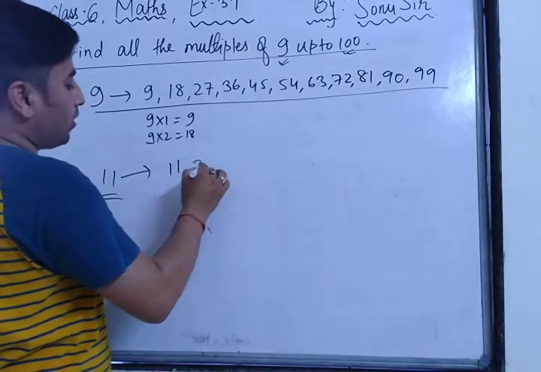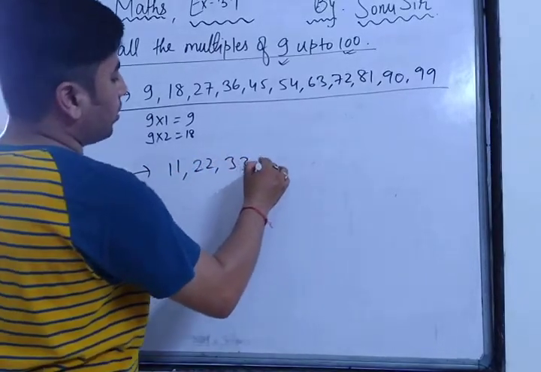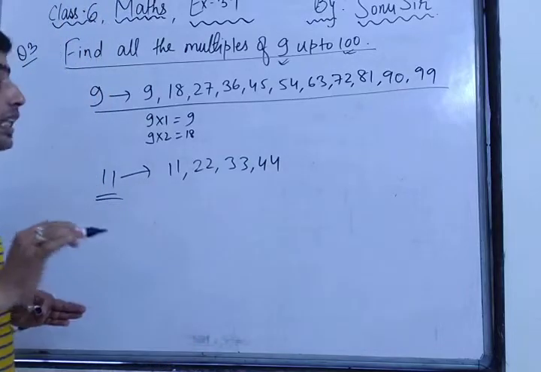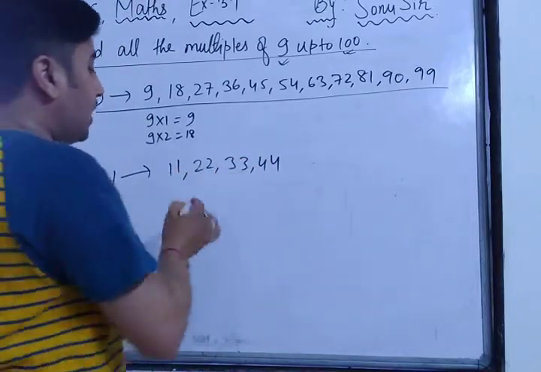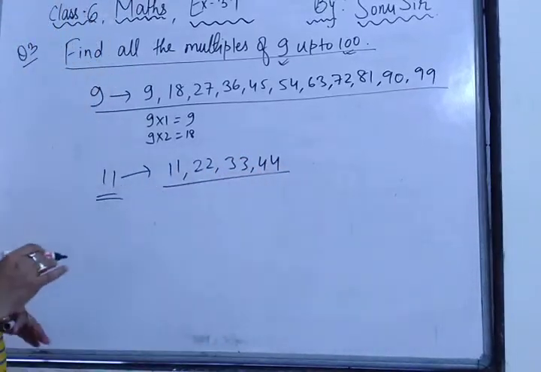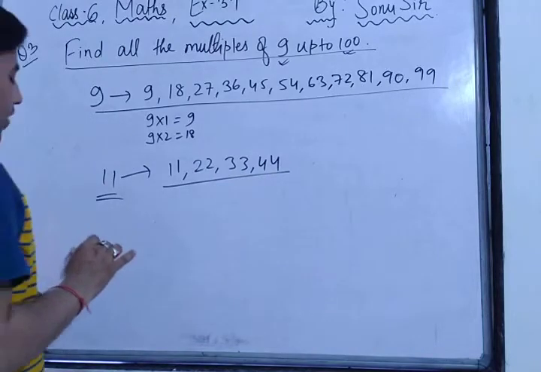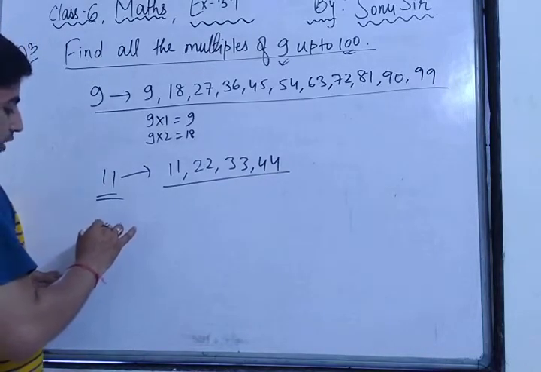11 1s are 11, 22, 33, 44. I have said only till 50. 11 5s are 55, which is beyond 50. So these 4 will be the multiples of 11. A very easy question, but you should understand.